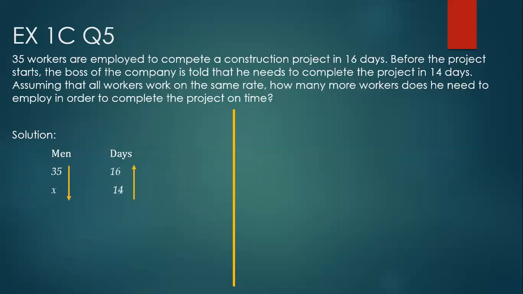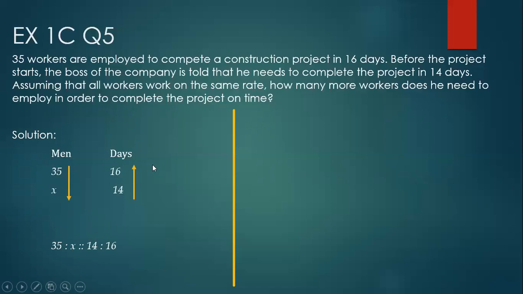So we are comparing men and days, and we know that 35 men can finish the work in 16 days. So if you have to finish the work in 14 days, you need more men. That means this value will be bigger than 35. So the arrow comes down, and here obviously you have a bigger value upwards, so the arrow goes up here. Now we are going to follow the tail to head rule. This is the tail, this is the head. So we are going to write 35 is to x proportion 14 is to 16, like this.